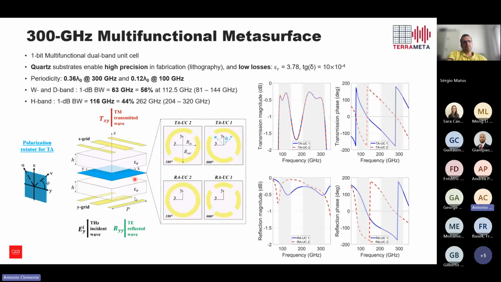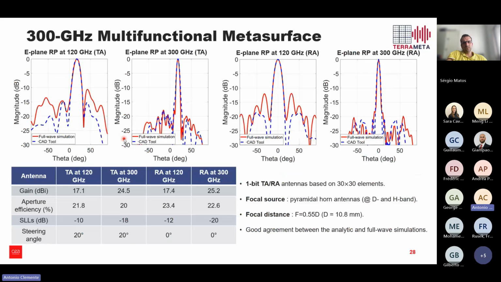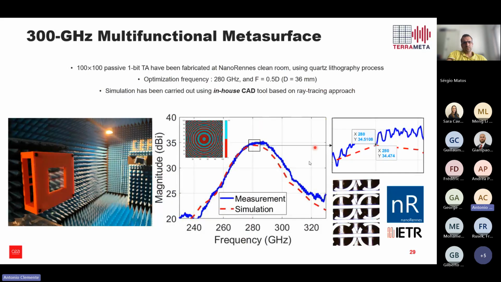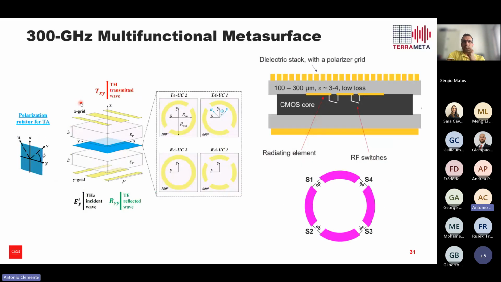Even in this case, we demonstrated first designs that are passive without switching, only by having open circuit or short circuit. We demonstrated the possibility to have both transmissive or reflect array. We compared to the simulation, and we have a first demonstration of this concept. You can see here the peak gain in broadside direction, comparing measurement and simulation, and the radiation pattern generated by this structure. Now, how can we integrate the switches?